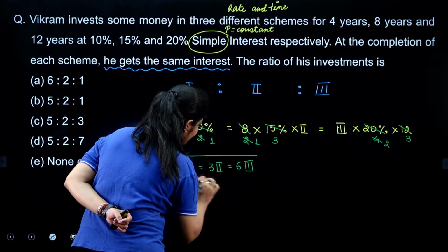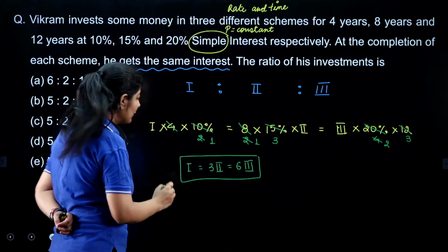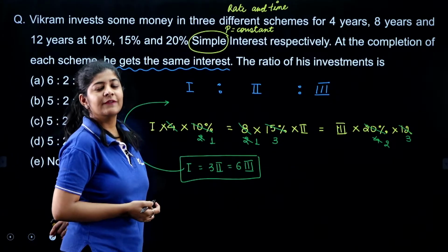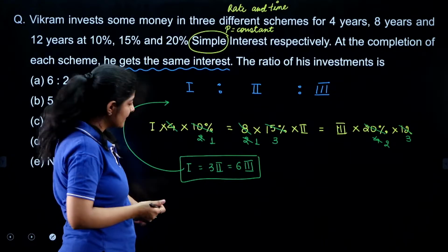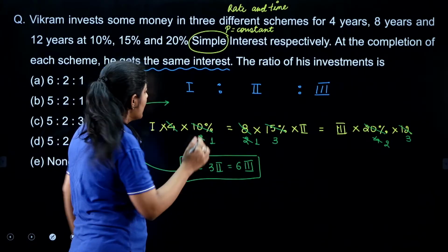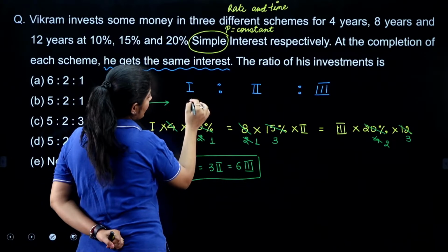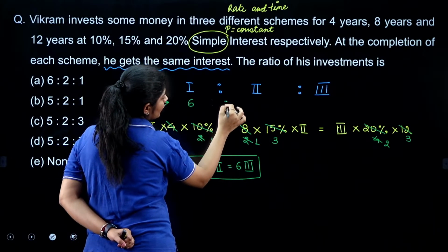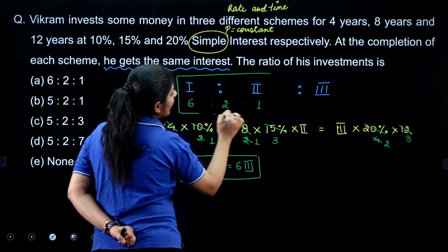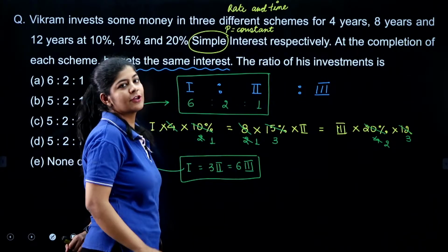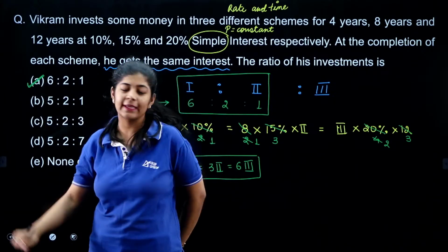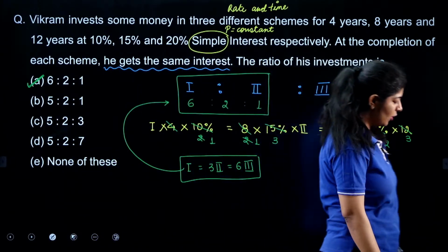Now with the help of this, I have to write down the investment ratio. Whenever we have such kind of things, I simply multiply the coefficients of the other ones. So the ratio of investment that I got over here is 6:2:1. That means the correct option is option A. The correct answer over here is option A.